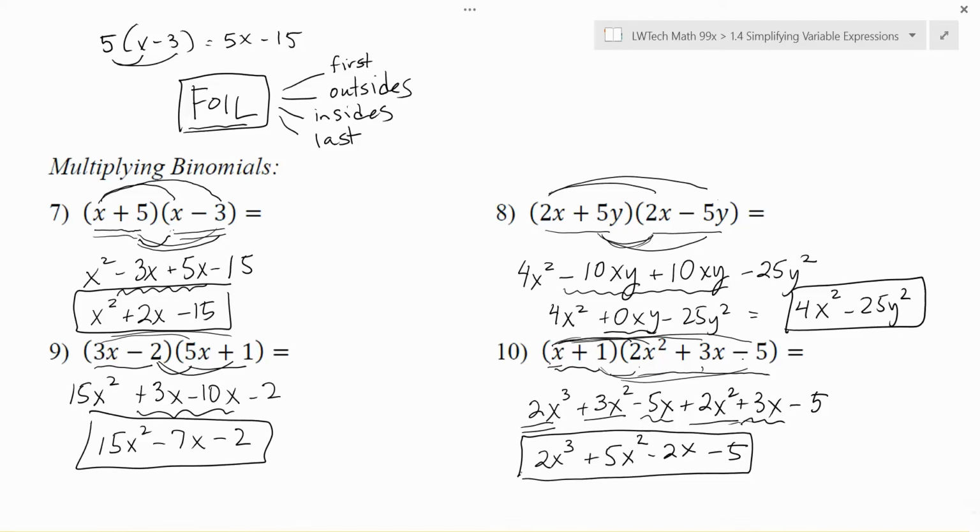So 2x cubed plus 5x squared minus 2x minus 5 is going to be my most simplified solution, and I've been able to break out of the parentheses here with this multiplication and then write it out as a nice little polynomial.